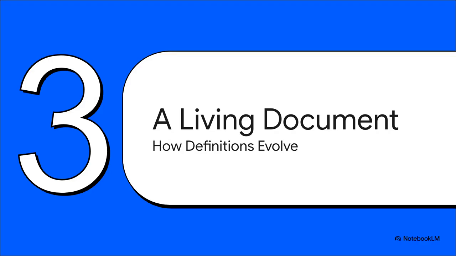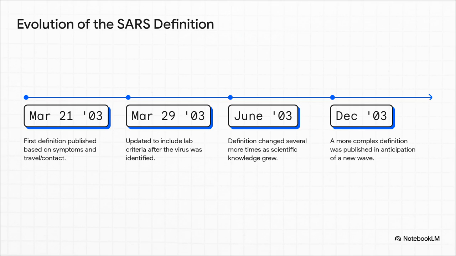And that brings up another really important point. These case definitions, they're not carved in stone. They are living documents. They have to be able to change and evolve as we learn more, especially right in the middle of a crisis. Just look at the SARS outbreak back in 2003. This is like watching science happen in fast forward. The very first definition was basically just a guess based on symptoms and travel history. But then, just a week later, bam, they identify the virus and the definition gets updated to include lab tests. And it just kept changing over the next several months as we learned more and more.